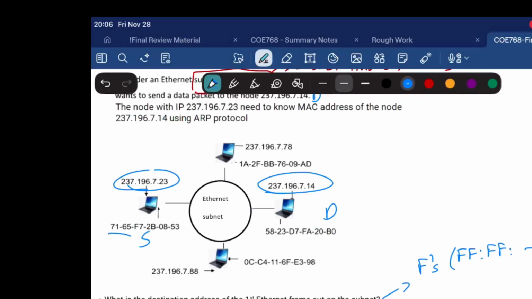And for the third one, now that source knows where destination is, what its MAC address is, because the frame that was sent to source included the information that destination sent over. So the destination address for the third Ethernet frame sent on the subnet will be the MAC address of the destination that source wants to send out to. So in this case, 58.23-23.